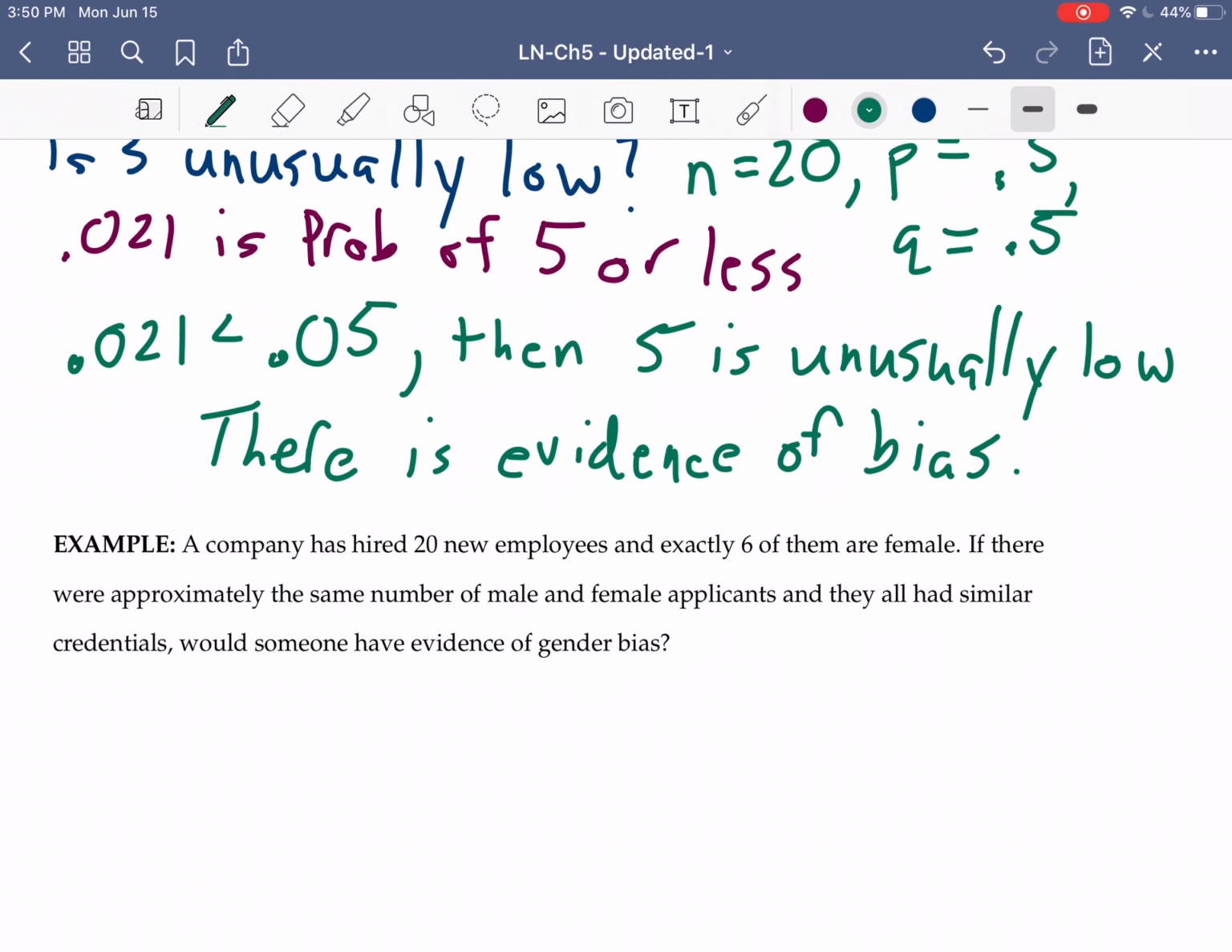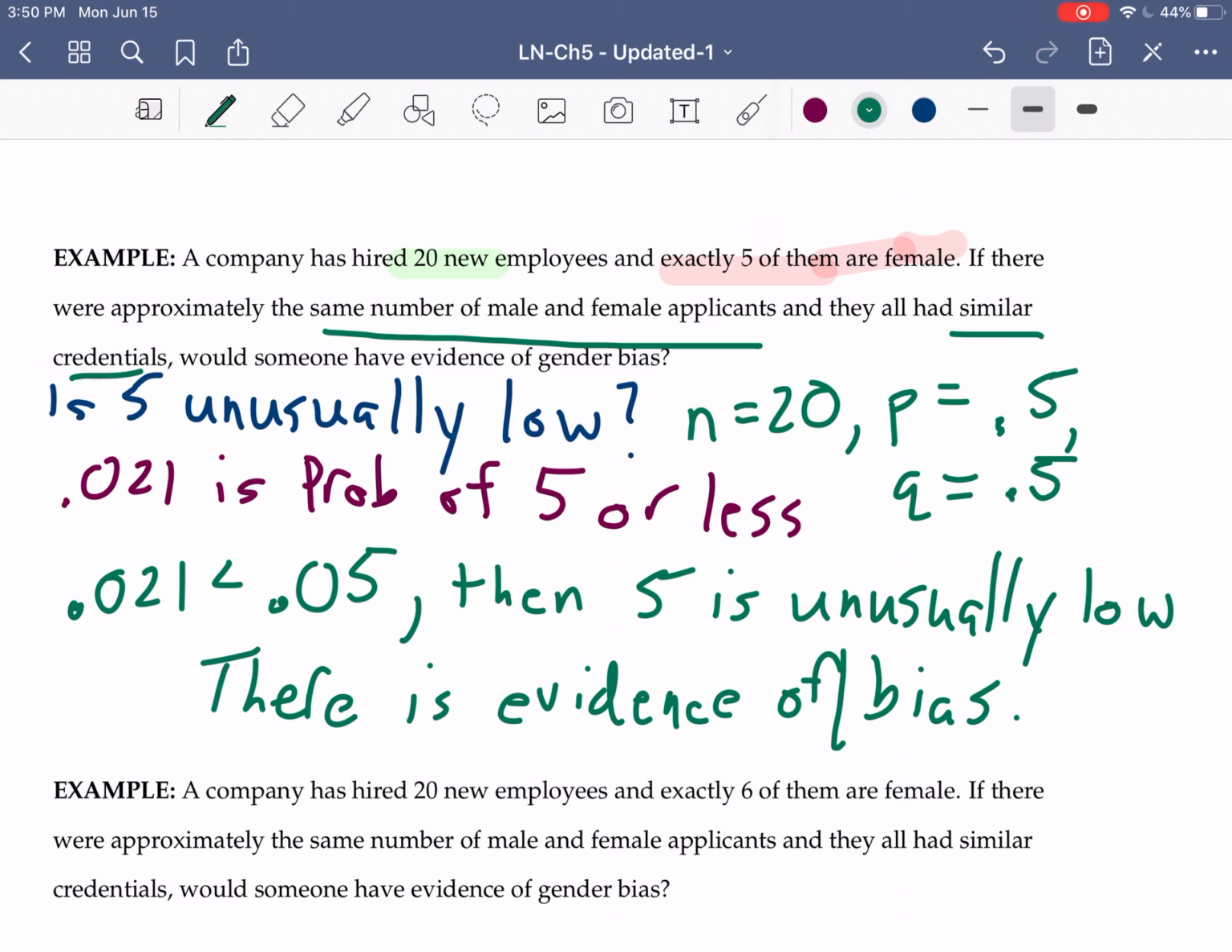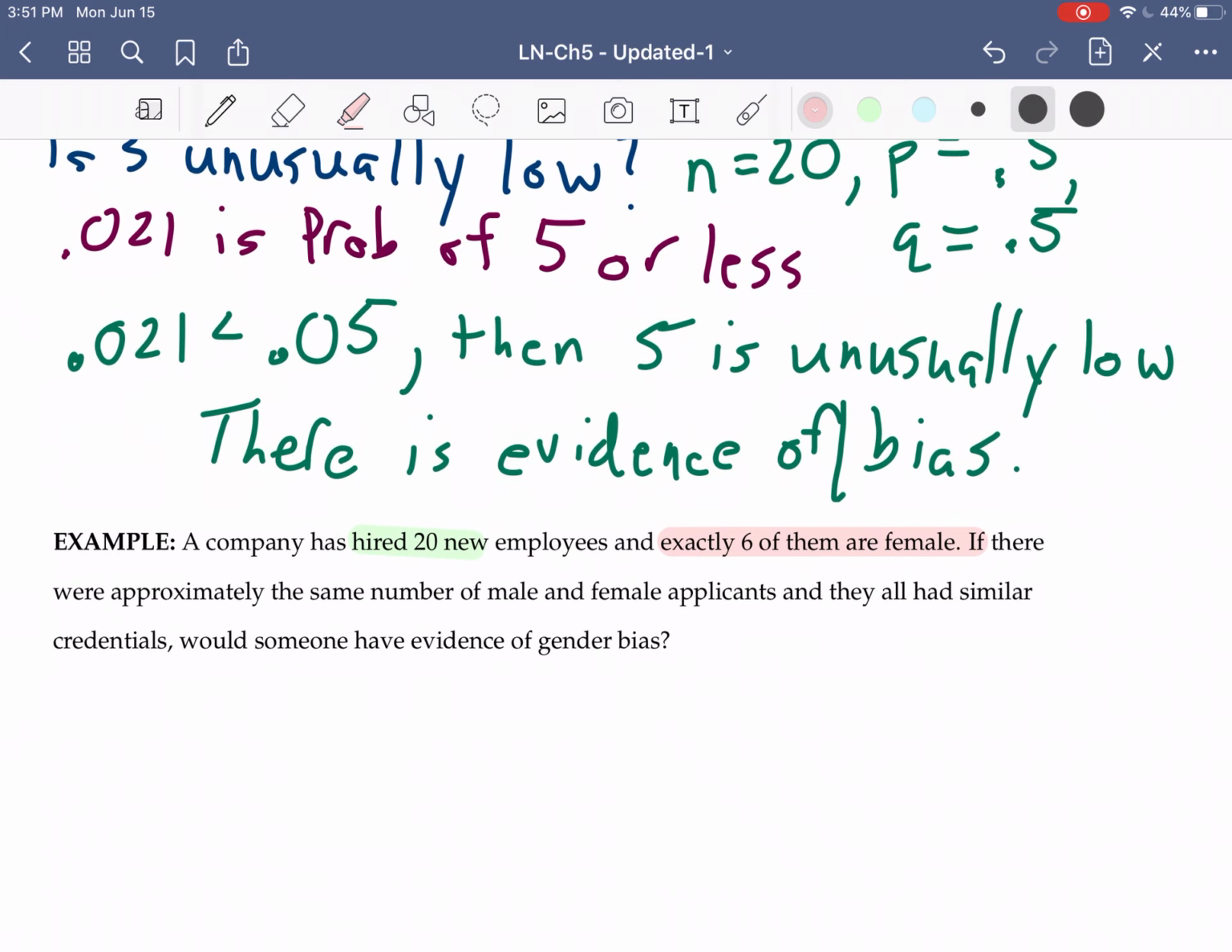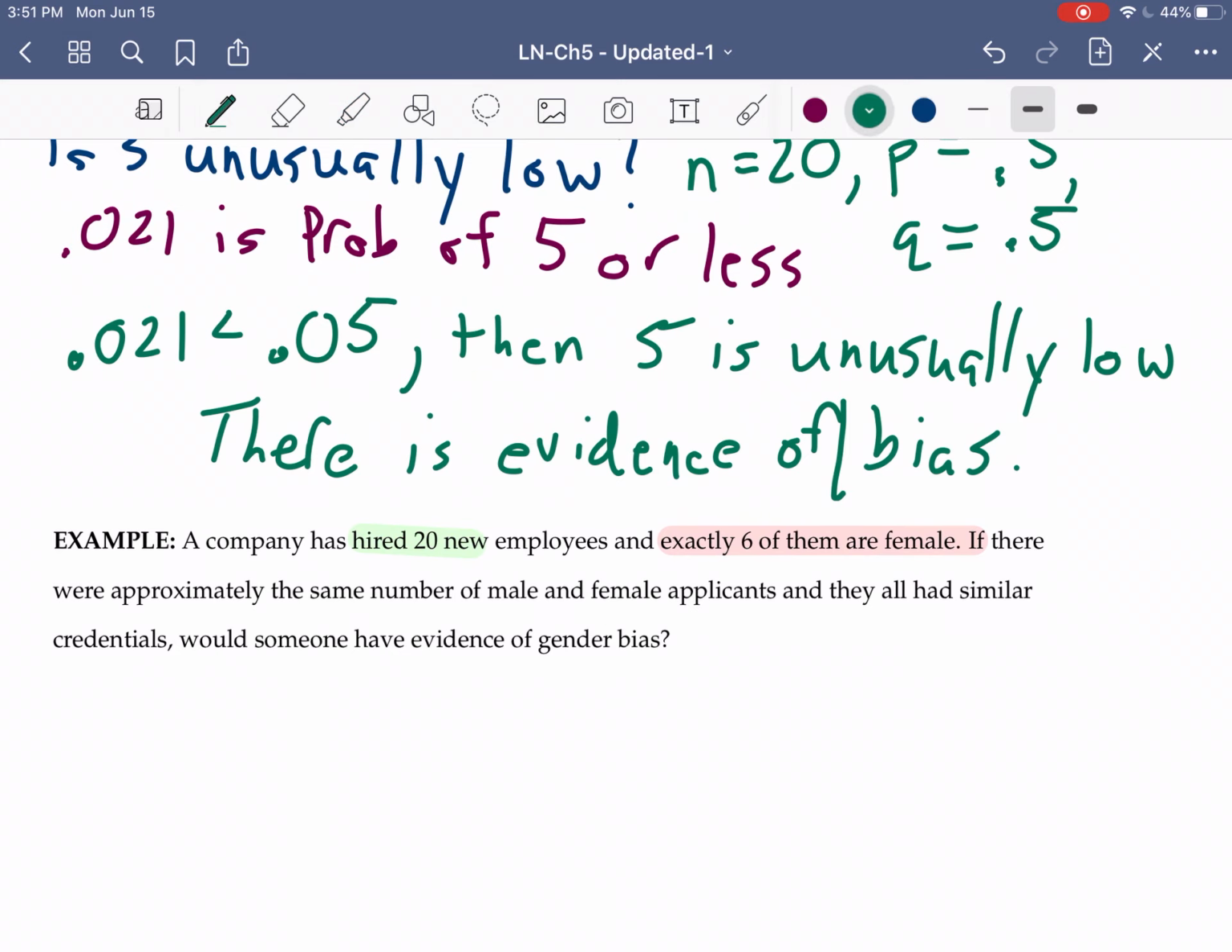Let's look at another question. Nearly identical. In fact, it is identical in every way except for, so we hire 20 new employees. However, now exactly 6 of them are female. And we want to know, is there evidence of gender bias? And so this question is asking, is 6 unusually low?